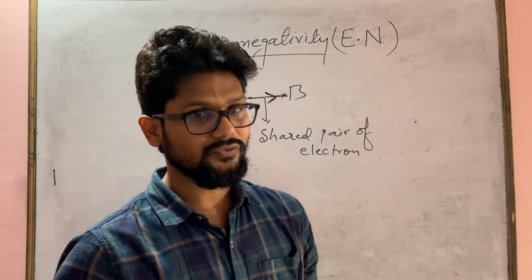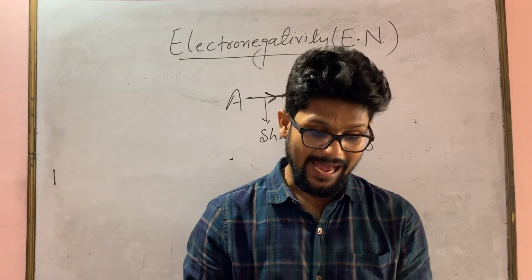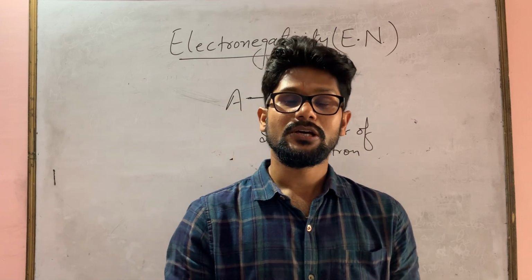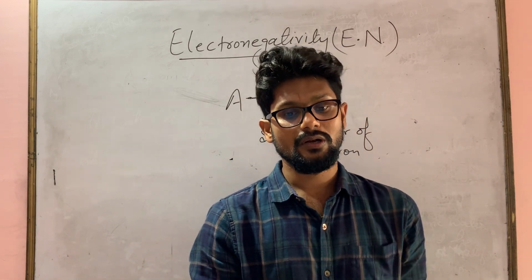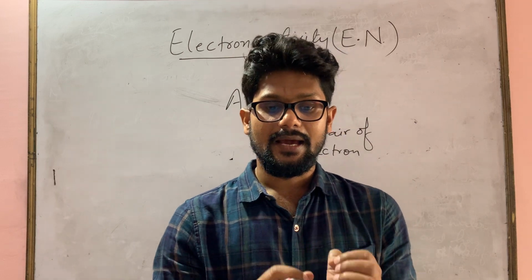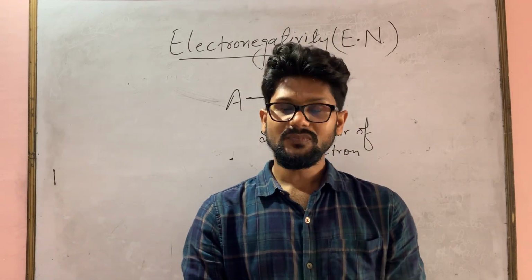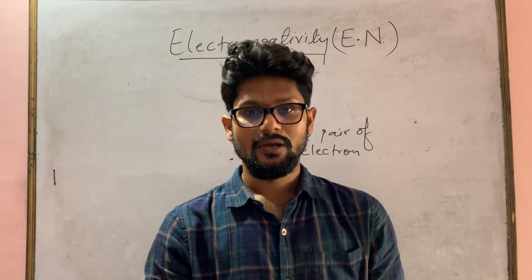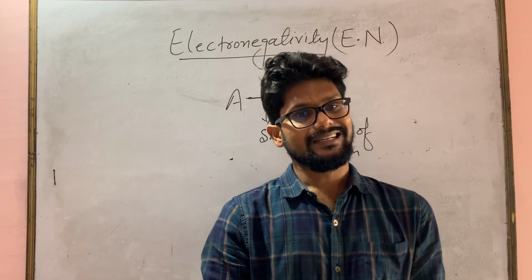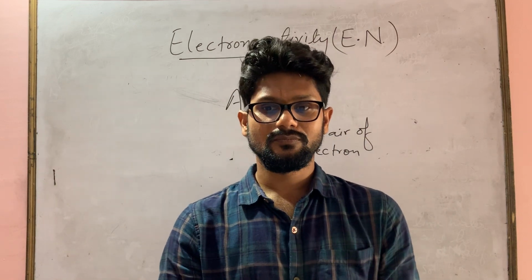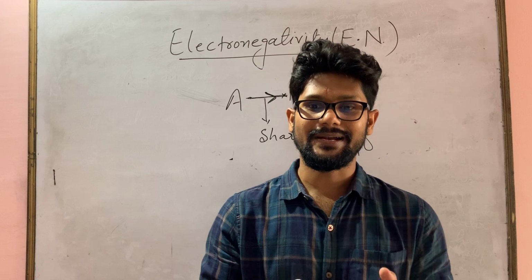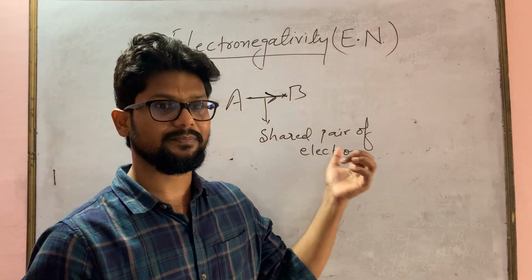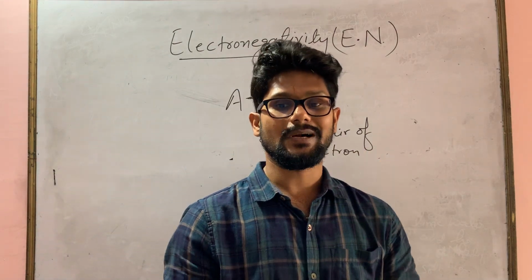So in short, the tendency of an atom in a molecule to attract the shared pair of electrons towards itself is known as its electronegativity. Electronegativity is a dimensionless property, meaning it has no units. It only indicates the tendency of an atom in a molecule to attract the electron pair, or bond pair, towards itself. The shared pair is also called the bond pair.